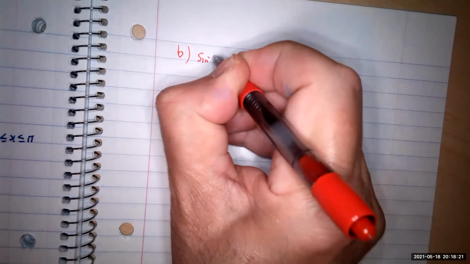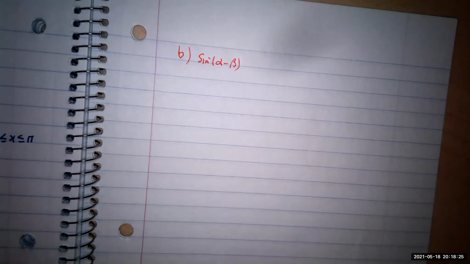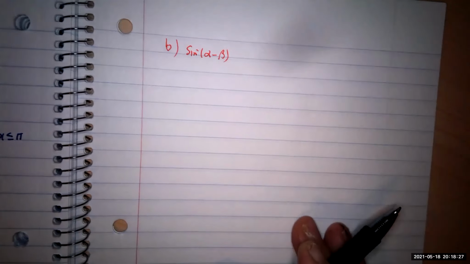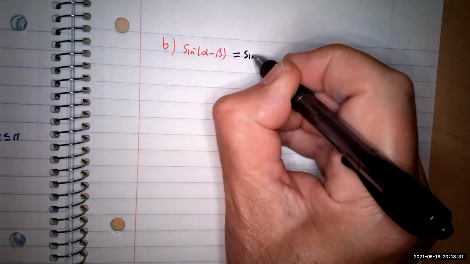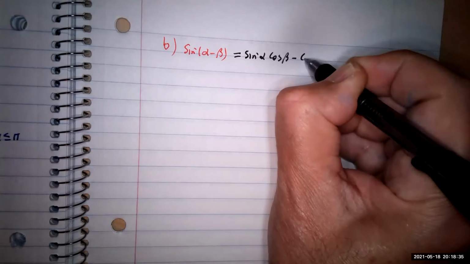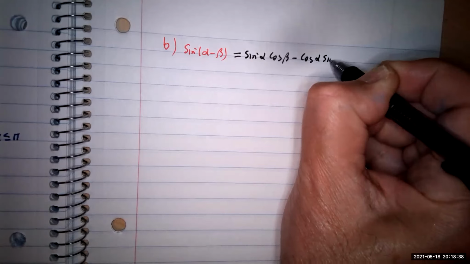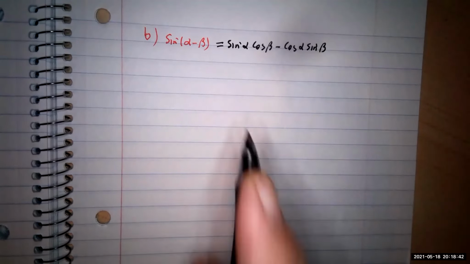The other case is the difference or the sum of 2 angles. I just put sine of alpha minus beta to remind you. We may give you cosine of alpha minus beta, or cosine of alpha plus beta, so be ready for it. The formula is sine alpha cosine beta minus cosine alpha sine beta. And we already got all that information.